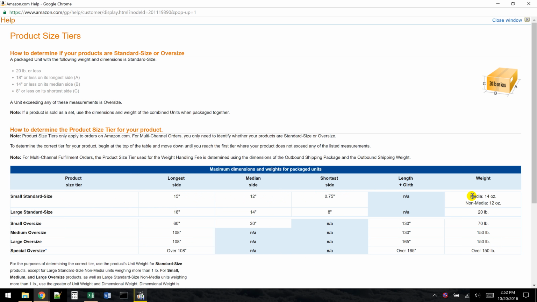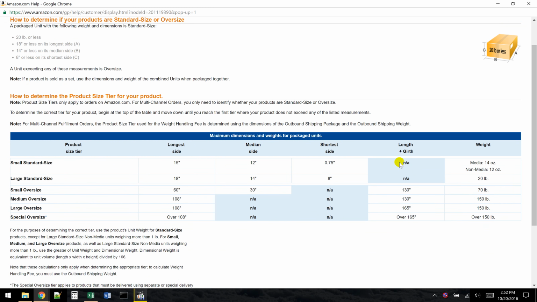And depending on if it's media, if it's 14 ounces or less, if it's non-media, if it's 12 ounces or less, then it's small standard size. That's a lot of criteria. You can do the same math through all of these.